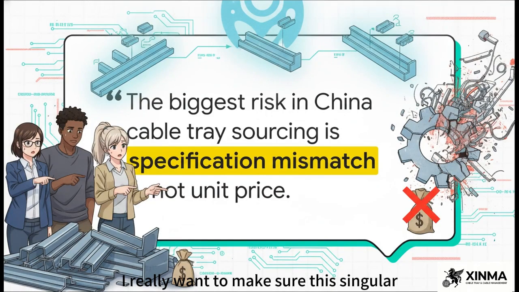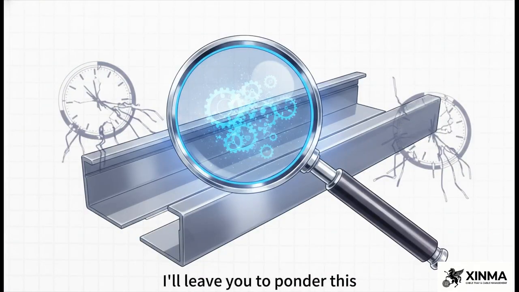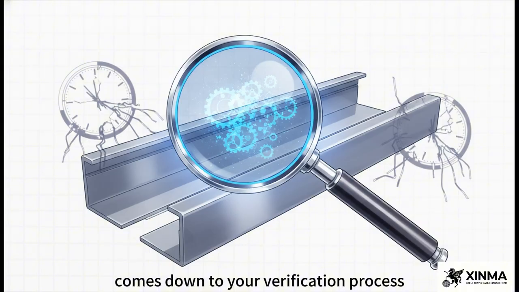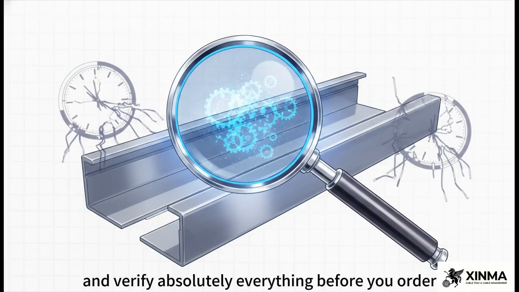I really want to make sure this singular, vital takeaway from the source material is front and center for your next procurement cycle. If you remember only one thing from this entire explainer, let it be this. Specification mismatch will cost you exponentially more than whatever money you thought you saved on a low unit price up front. As we wrap up, I'll leave you to ponder this provocative question. When you look at that lowest quote sitting on your desk right now, are you really just buying metal, or are you accidentally purchasing a catastrophic project delay? The difference entirely comes down to your verification process. Take these frameworks, demand exact standard matching, and verify absolutely everything before you order.